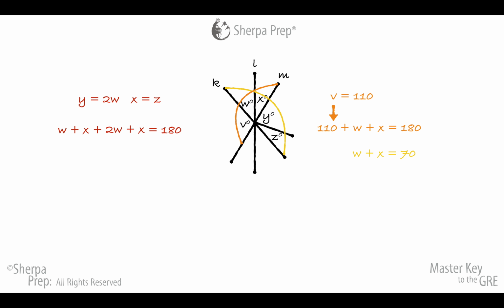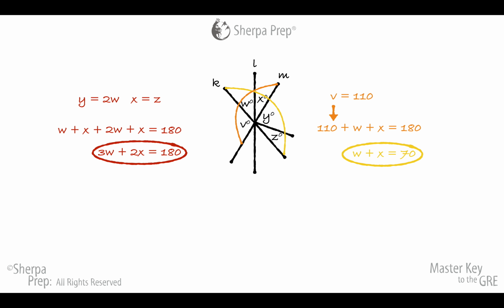And if we do, we get w plus x plus 2w plus x equals 180. And if we simplify that, of course, we get 3w plus 2x equals 180. In other words, we have two equations, each with the same two variables, and that means we can combine them. Of course, there's a lot of ways we can combine the equations.